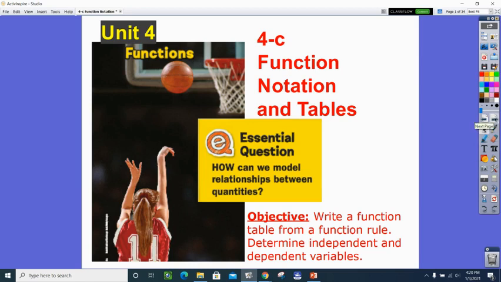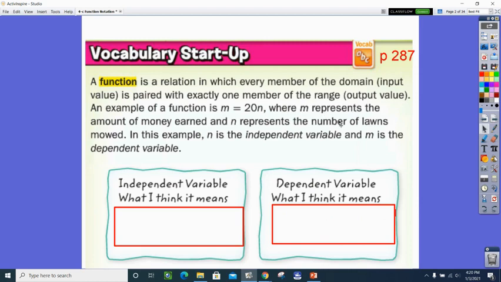So best attention. Remember that a function is a relation where every member of the domain is paired with exactly one member in the range. We've looked at mapping diagrams, graphs, and tables as to whether something is a function. And today we're going to see a function in the form of an equation. So this is another way to express a function. It's called a function rule.